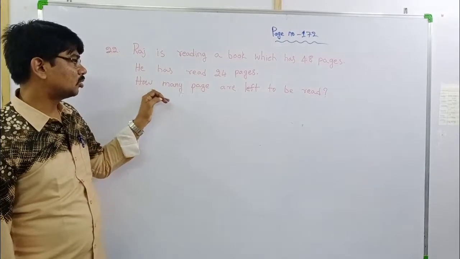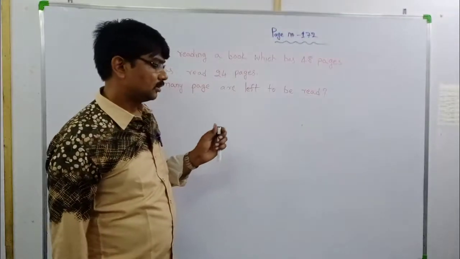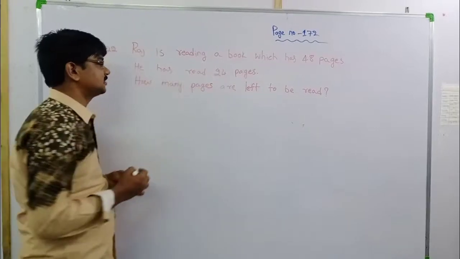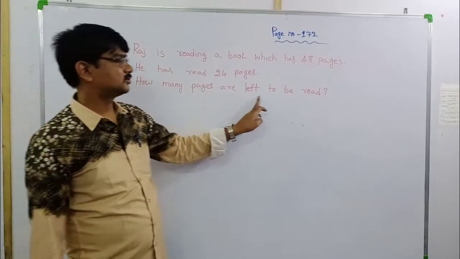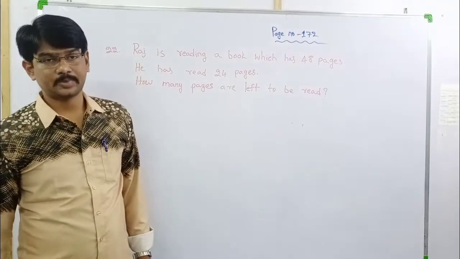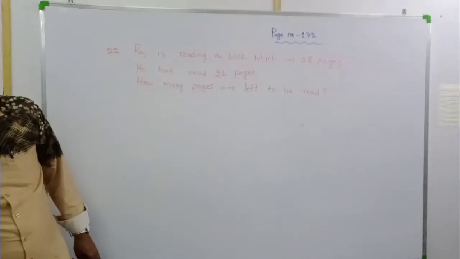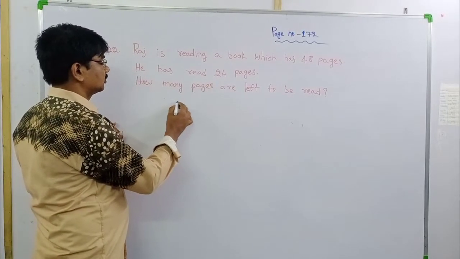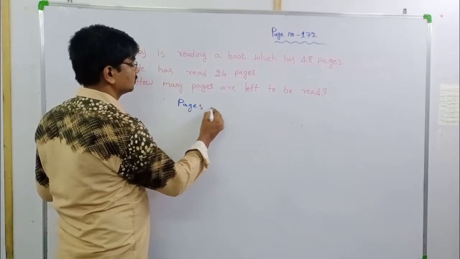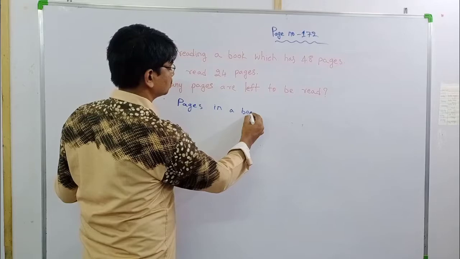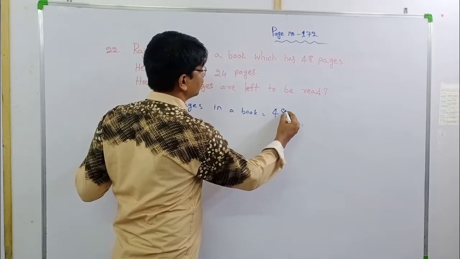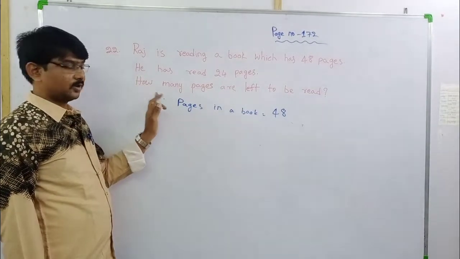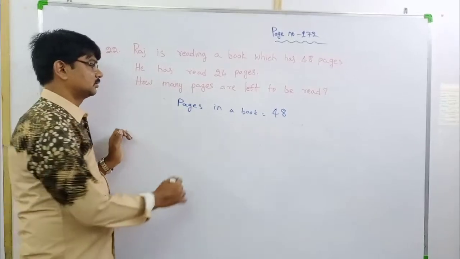So, what is the question? How many pages are left to be read? What are the remaining pages to be read? The pages in a book is equal to how many? 48 pages. 48 pages are there.